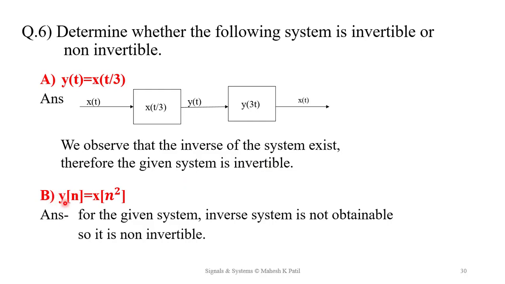Second equation is y of n equal to x of n square. For this given system, by observing, we can say that this system does not have any inverse system. So an inverse system is not obtainable for this equation. Therefore it is a non-invertible system.